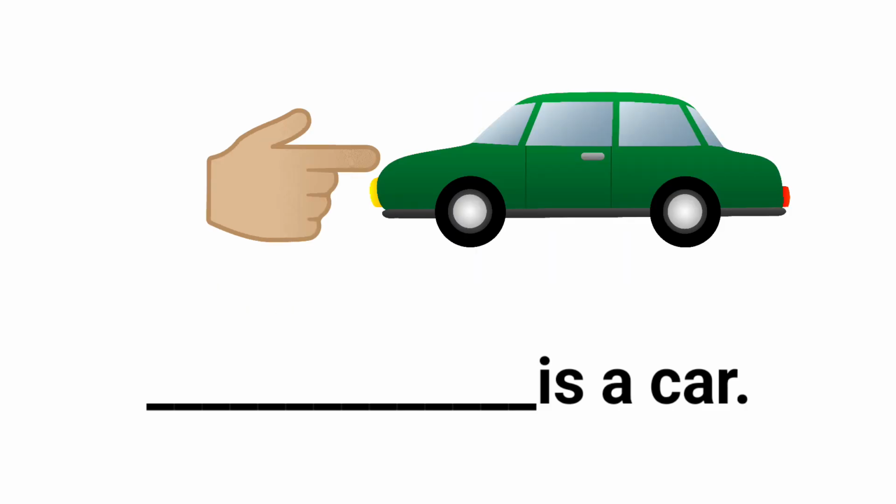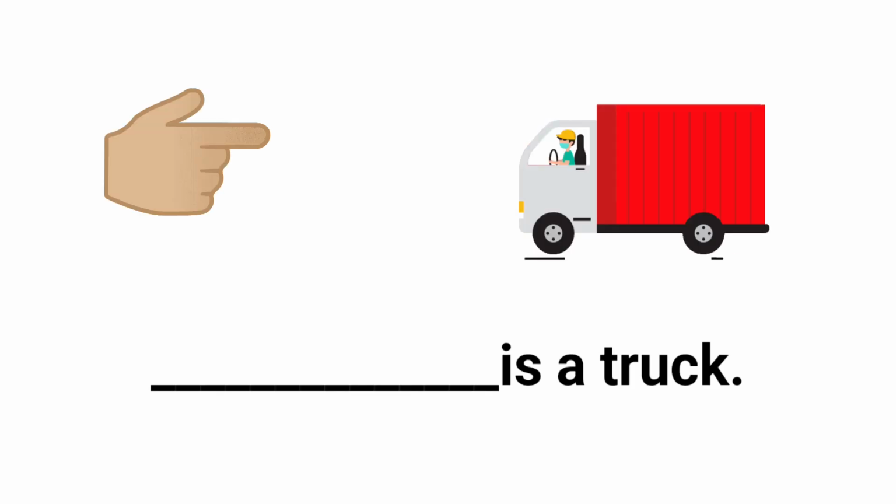Dash is a car. Tell the answer, children. Yes, this is a car. Why this? Yes, the finger is near to the car, as well as the car is singular object. So here we use this. So the sentence is, this is a car.